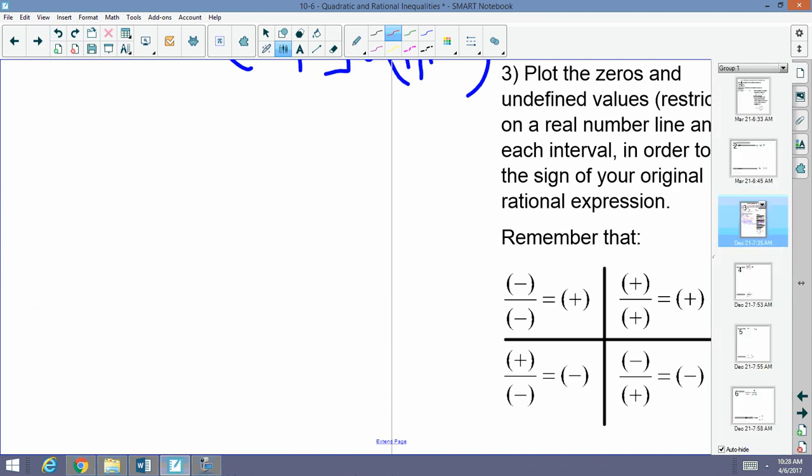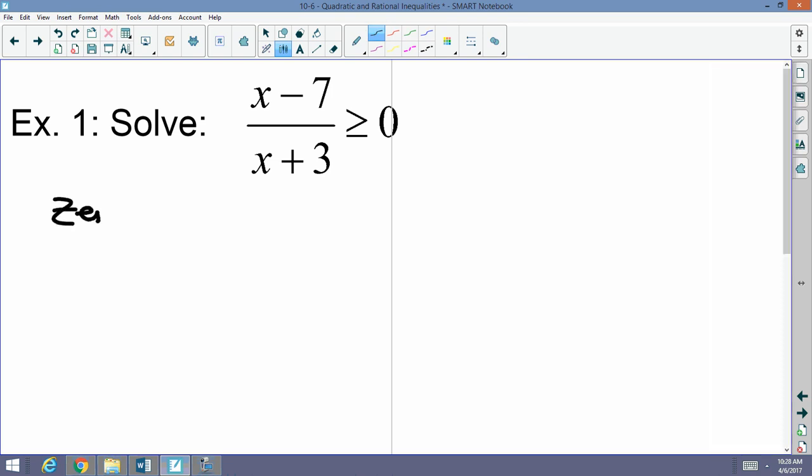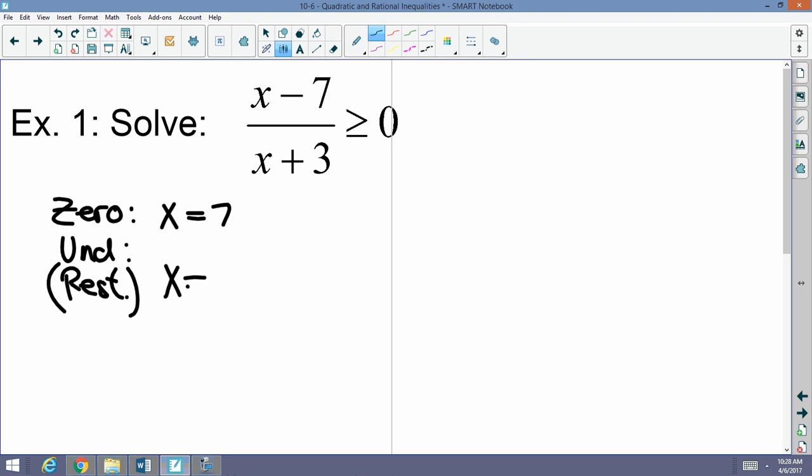Please and thank you. All right, super simple. Always follow the steps. What's my 0? X equals positive 7. What's my undefined values or my restrictions? Restrictions or undefined values. Not 3, no. X cannot equal negative 3.